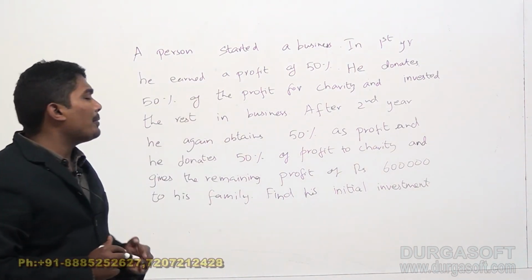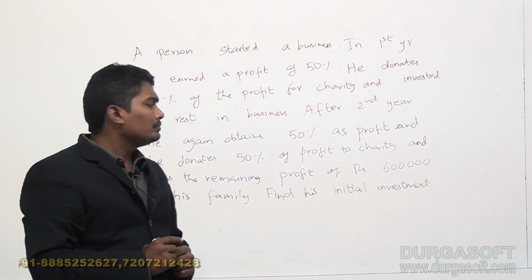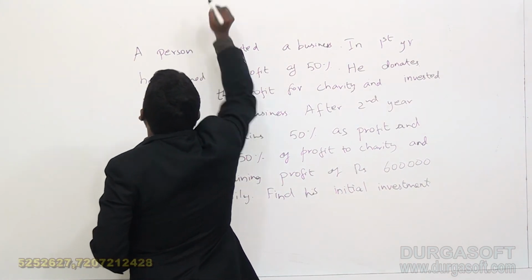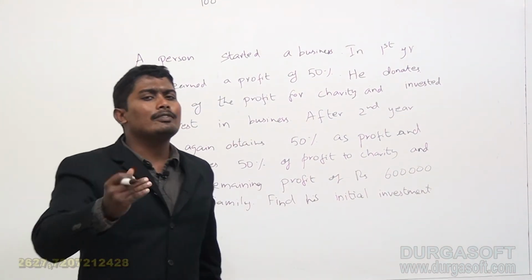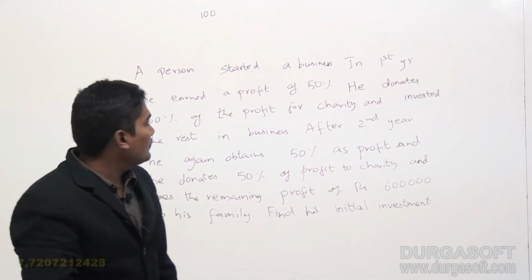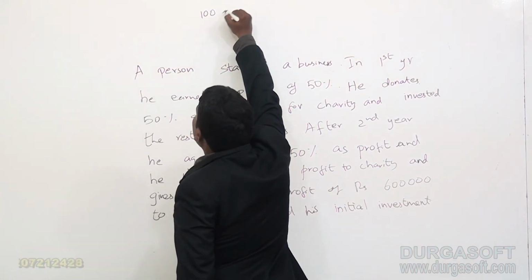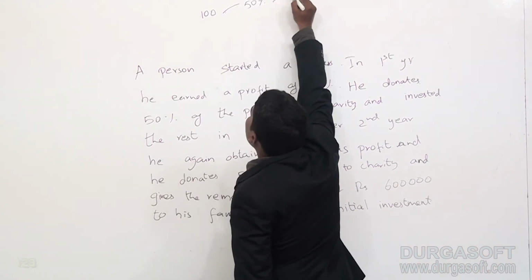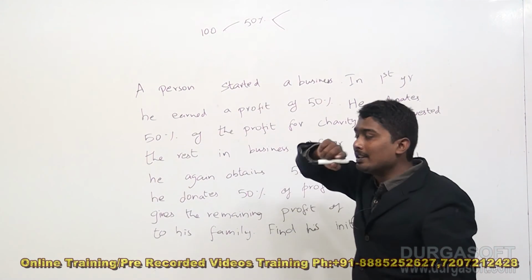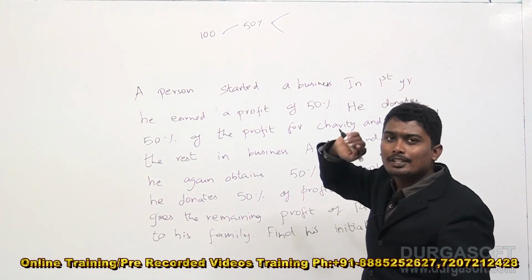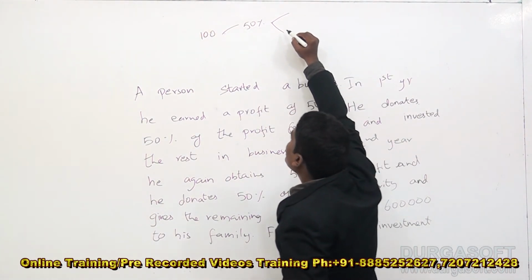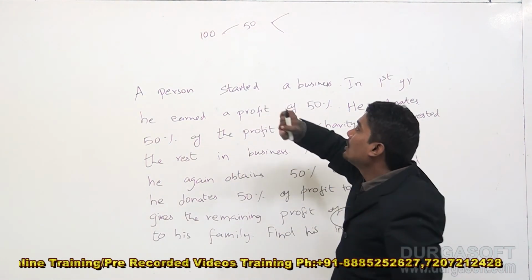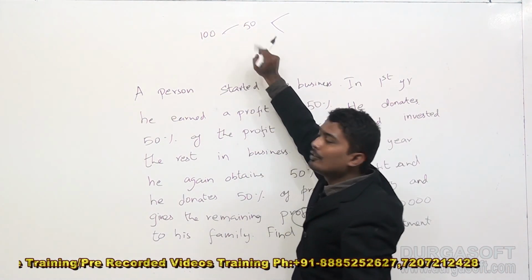So here the question may be very long, but the answer is very simple. Let's assume that his investment was 100, that is 100%. So in this 100%, he gets a profit of 50%. 50% is nothing but 50 rupees, I will take. So 100 rupees is the investment, 50 rupees is the profit.